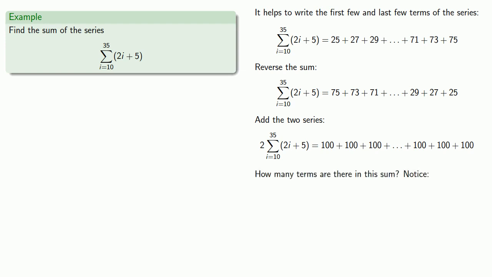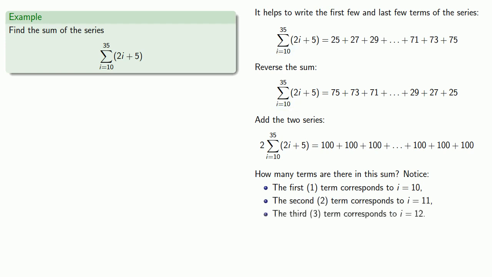Well, we might notice the following. The first term corresponds to i equals 10. The second term corresponds to i equals 11. The third term corresponds to i equals 12. And the last term corresponds to i equals 35. And so now we ask ourselves, what's the relationship between the term number and the value of i?